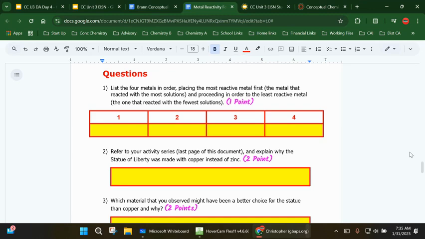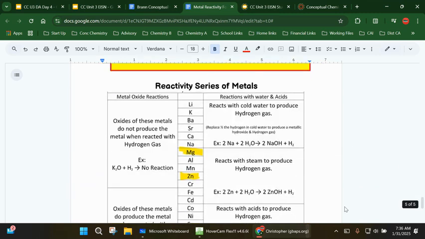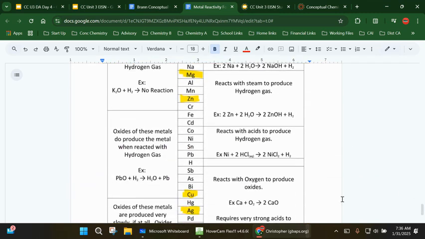Refer to the activity series on the last page and explain why the Statue of Liberty was made out of copper instead of zinc. Here's the last page, ladies and gentlemen. The things at the top of this list are more reactive than the things at the bottom. So here's copper at the bottom, here's zinc at the top. Why do you think they made a statue out of copper instead of zinc, ladies and gentlemen?